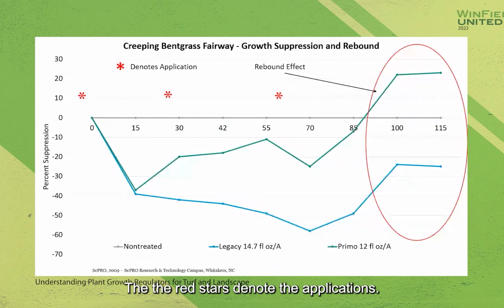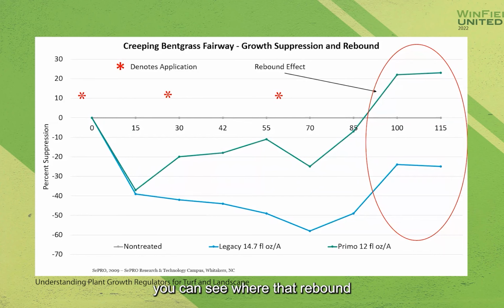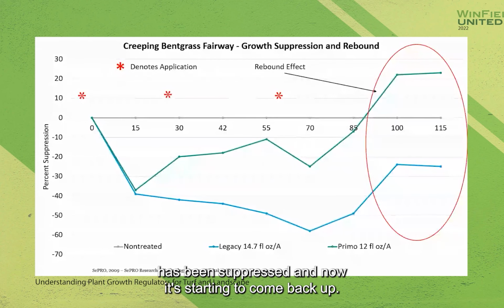The red stars denote the applications. So there was an application about every 28 days. And then if you move to the red oval on the right, you can see where that rebound, being the point where obviously the turf has been suppressed and now it's starting to come back up.